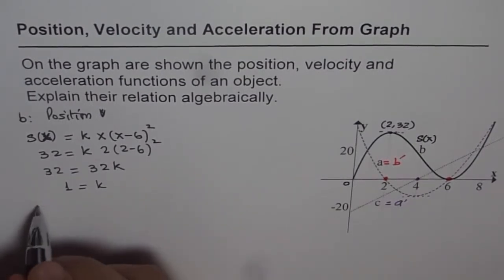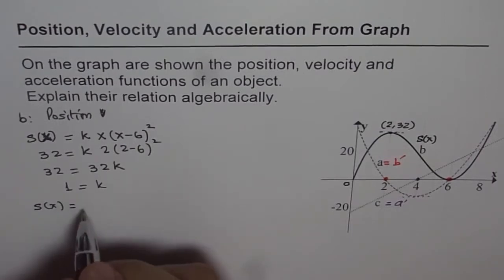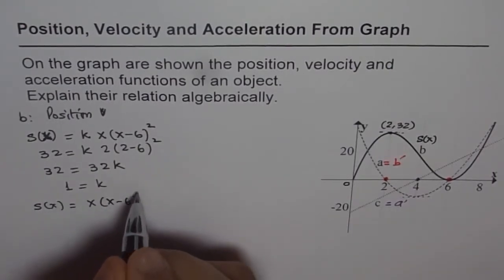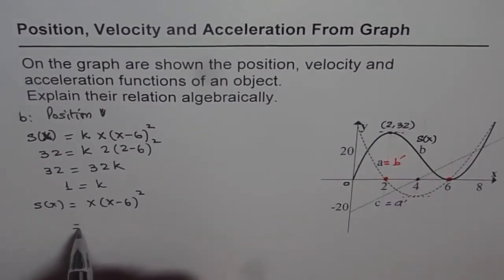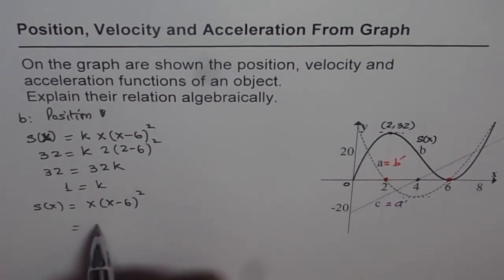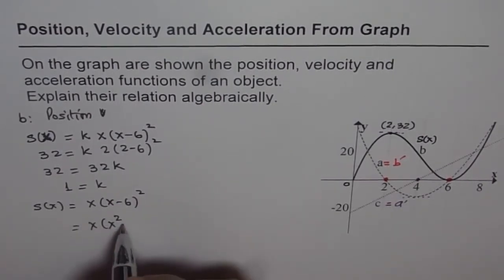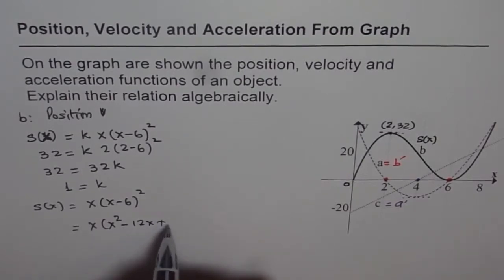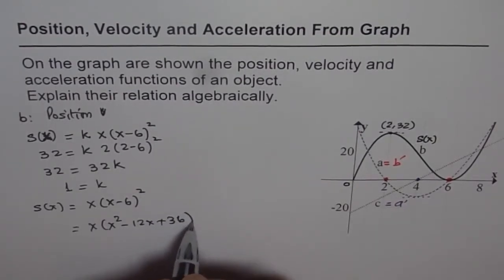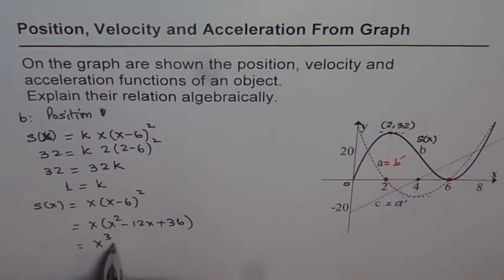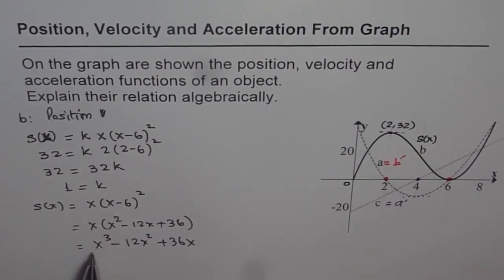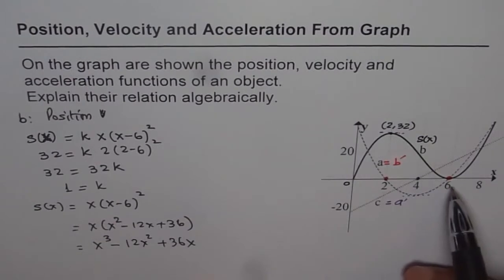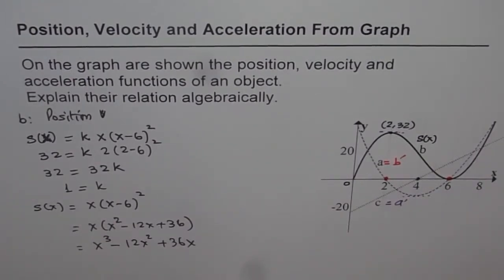So if k is 1, we can write down s of x as equal to x times x minus 6 whole square. So that is our function. Now it's a good idea to write it in the expanded form. So we get x times x squared minus 12x plus 36, which is x cubed minus 12x squared plus 36x. Indeed, it's a cubic equation, and it is represented rightly as a cubic equation. So we finally got the equation for displacement.